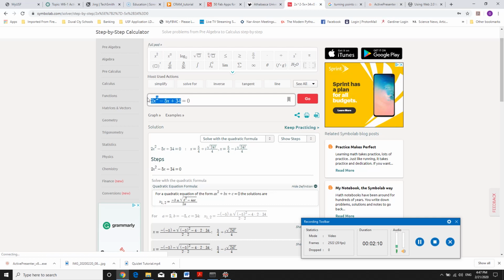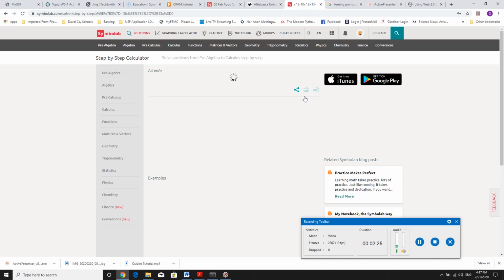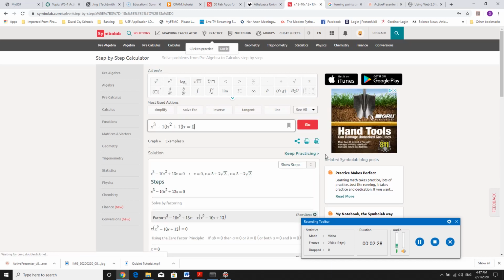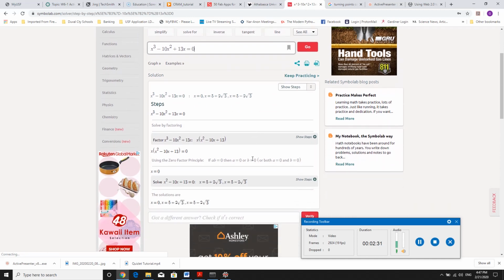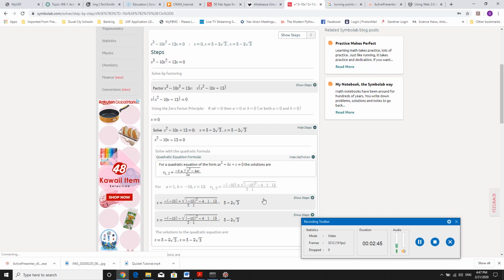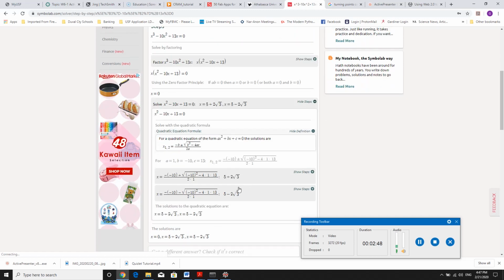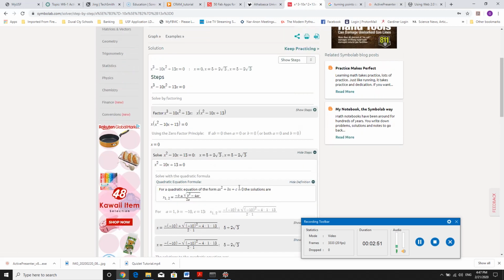It can also handle higher order polynomials. Here's an example of that: x cubed minus 10x squared plus 13x equals 0. If I hit go, it's going to show how you can factor this cubic equation, and then get all the solutions by first factoring, and then basically using the quadratic formula to solve. Once it's broken it down to a quadratic, it shows how you use the quadratic formula to get the other two answers out.